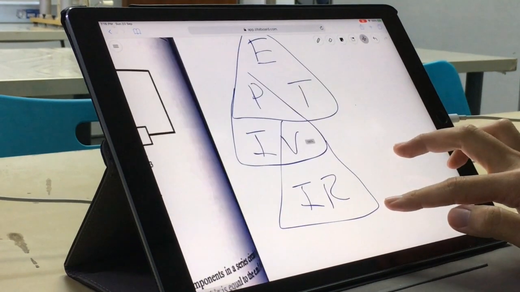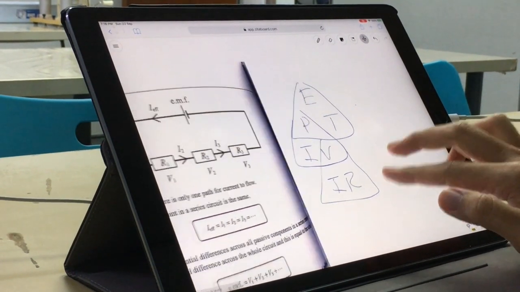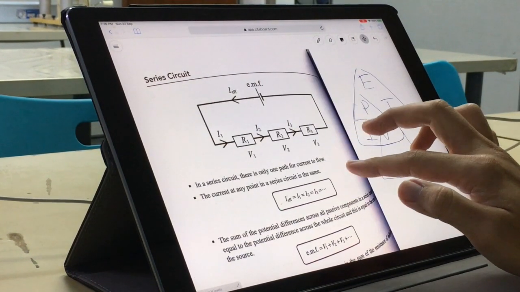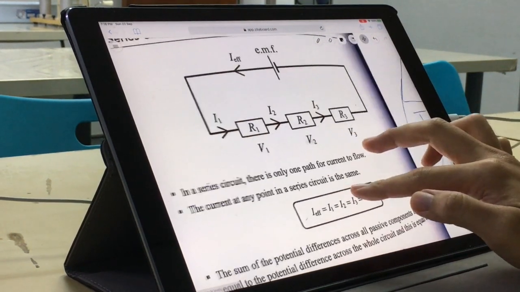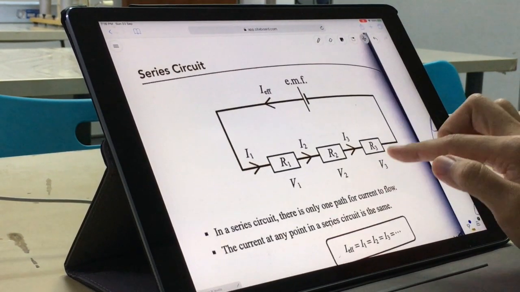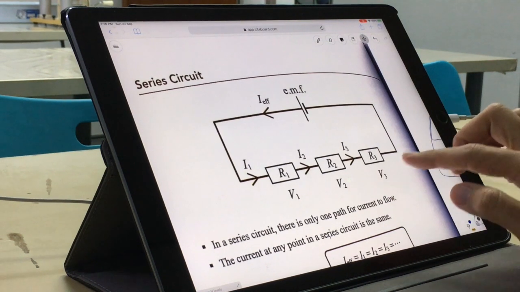So this is the first thing, the one that we are looking at right now over here. There are three formulas that you definitely need to know. Then there are some others that you need to know, which are shown over here. This is a series circuit.